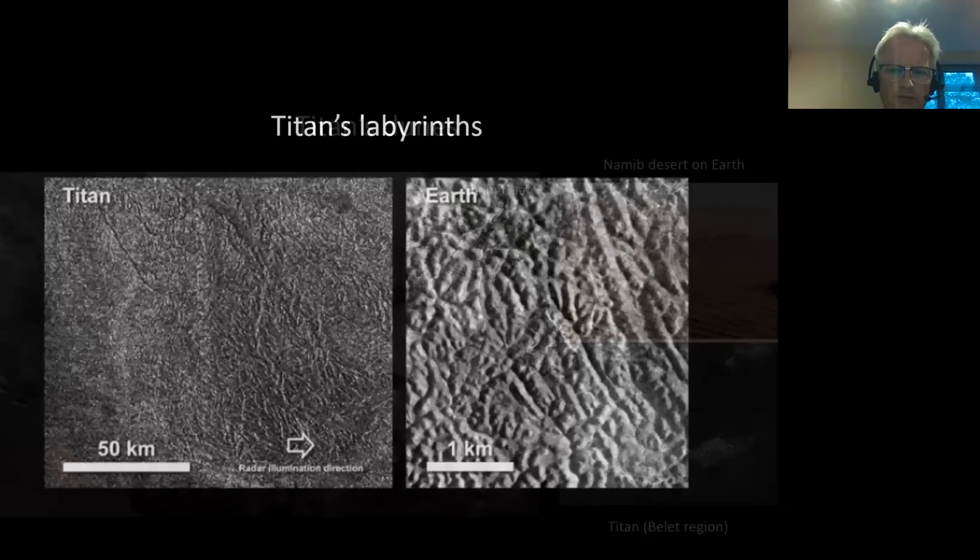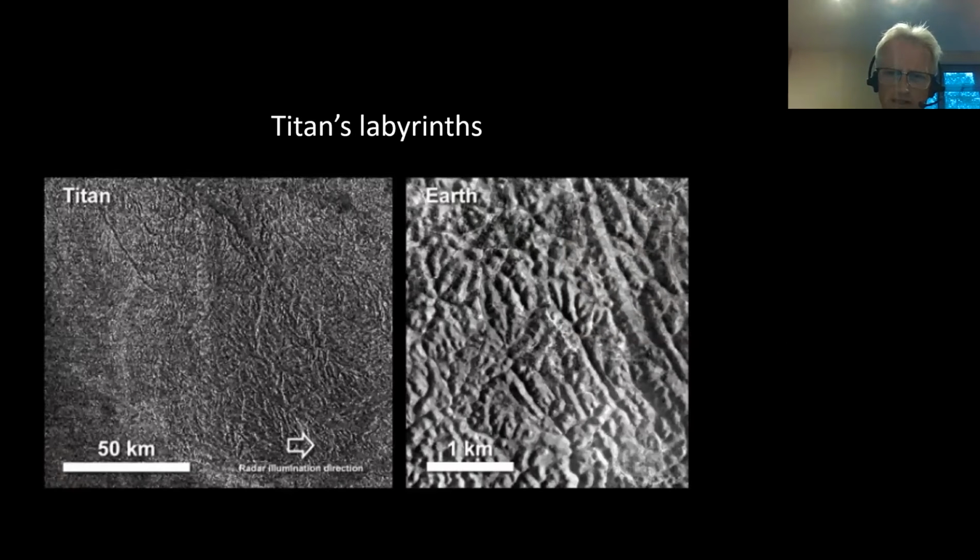There are also labyrinthine structures. I can only describe it as a bit like crazy paving, but I can't really describe it better than the images that you see here. On the left we have an image from Titan, and we have a similar image, although at a different scale, of labyrinth features on Earth, and yet this is another way in which Titan resembles the Earth.